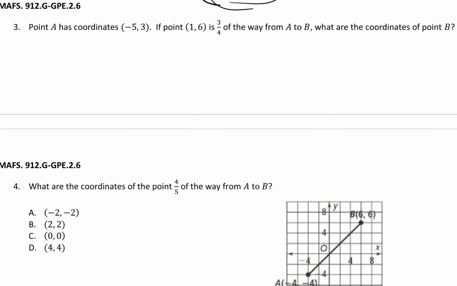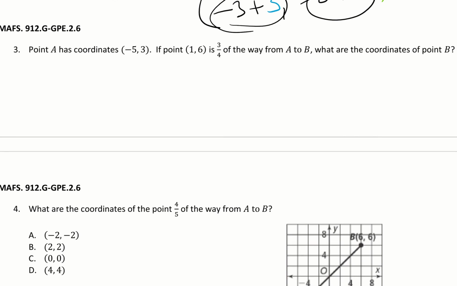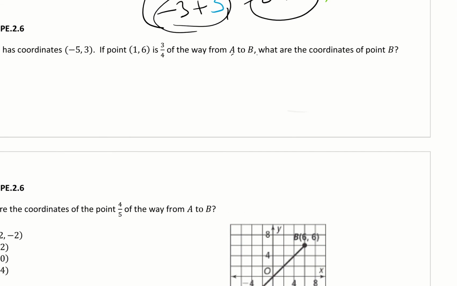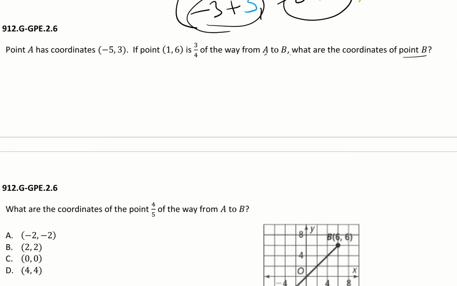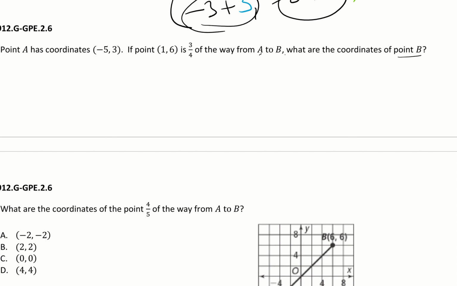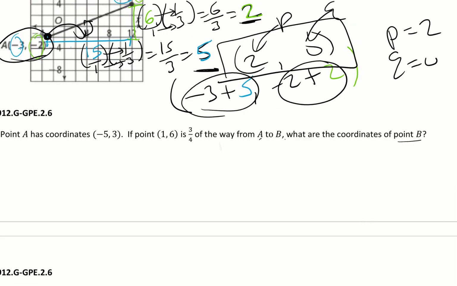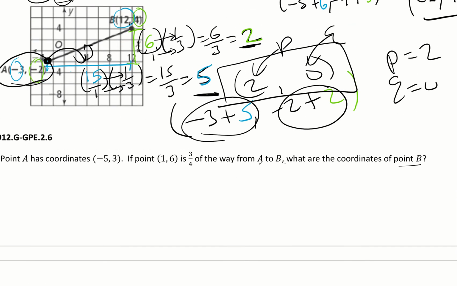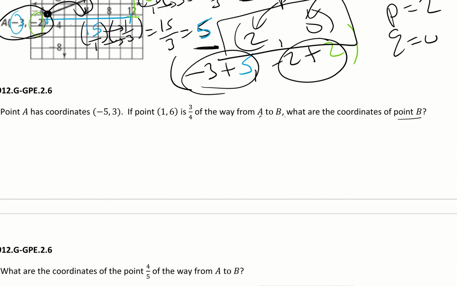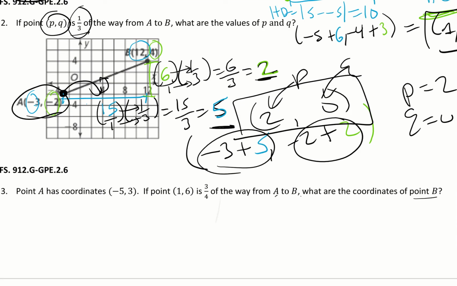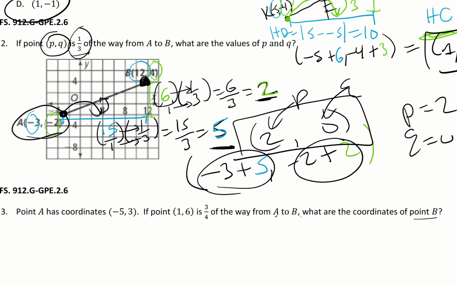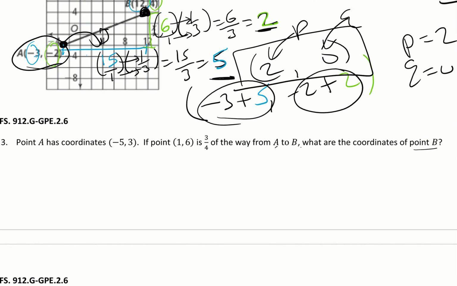All right, the next one, point A has coordinates -5, 3. If point P is 3/4 of the way from A to B, what are the coordinates of point B? Okay, this is actually a harder version of what we just did here. So let's go ahead and go over this type of problem. Again, it's a harder problem because this time they're asking you for what this coordinate is instead of the middle coordinate.